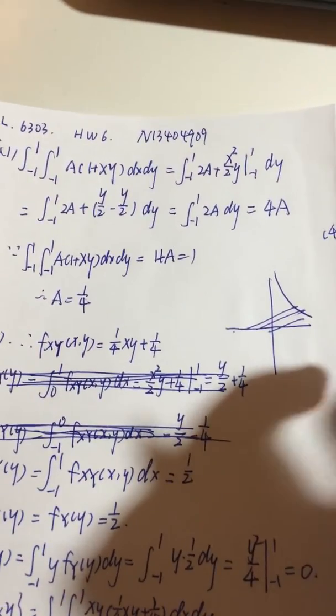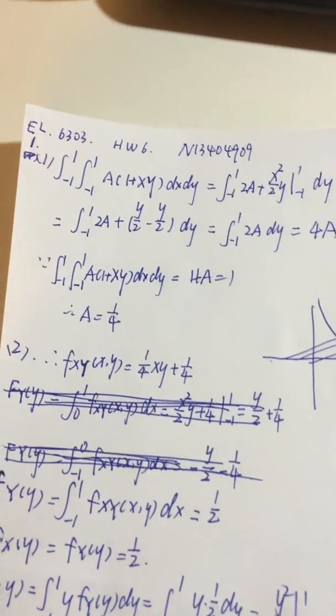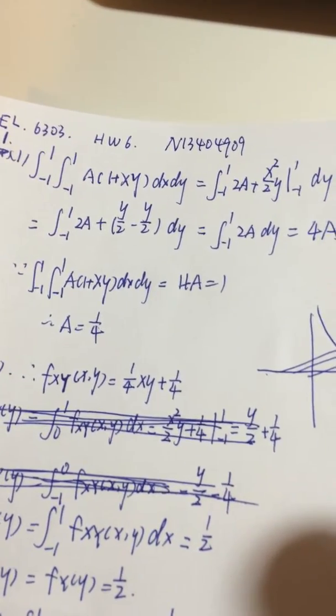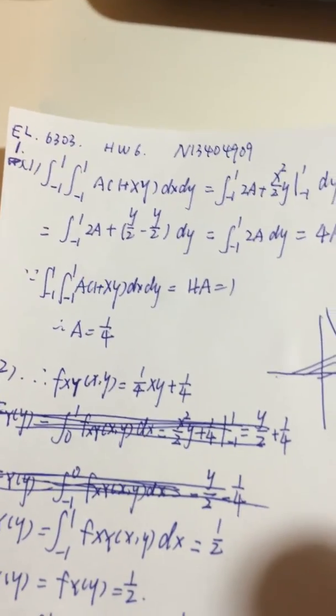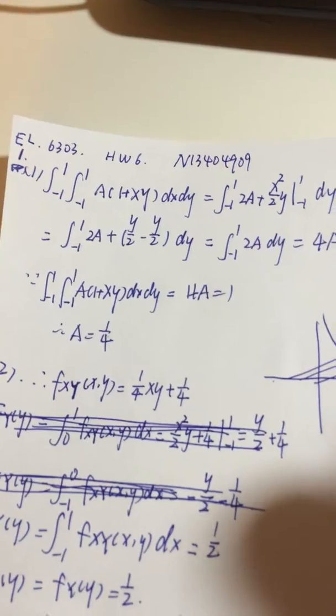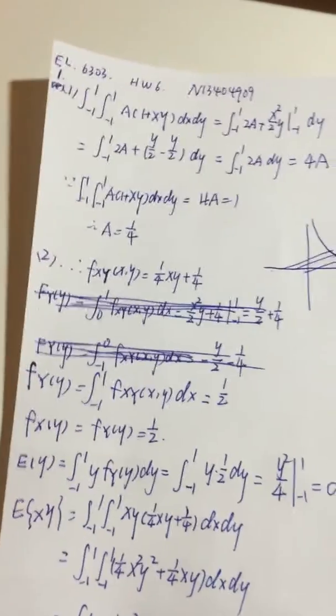Hello, this is probability question homework 6. This is the first question, and it is about calculating the joint density function and verifying the relationship between x and y. I have written it down and I want to explain the answer.